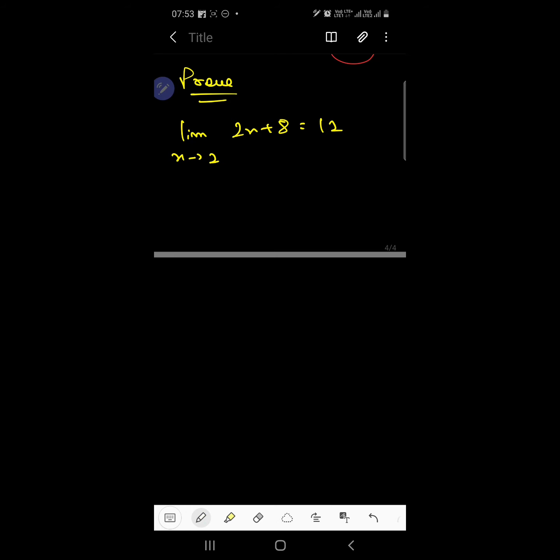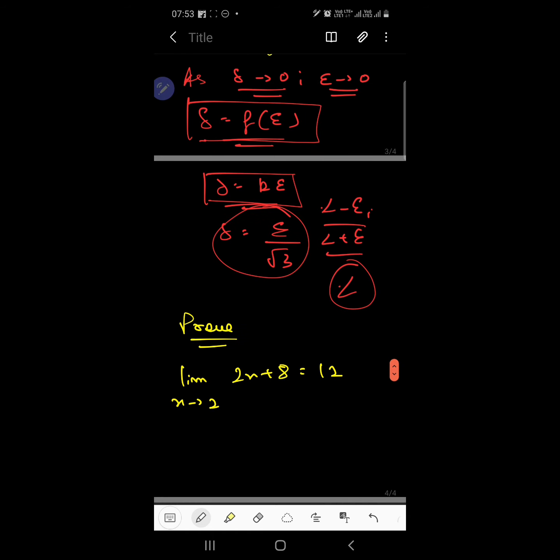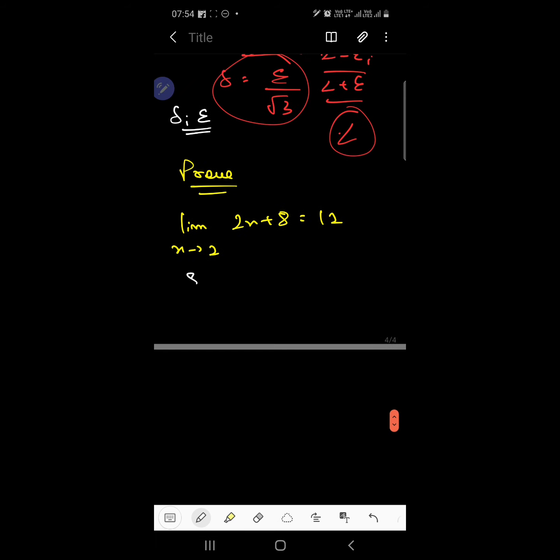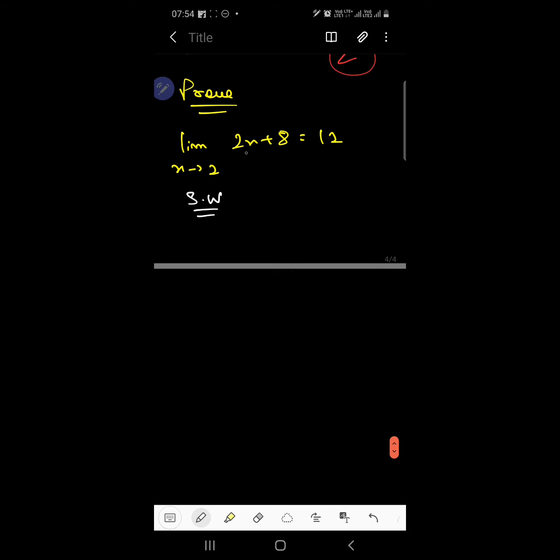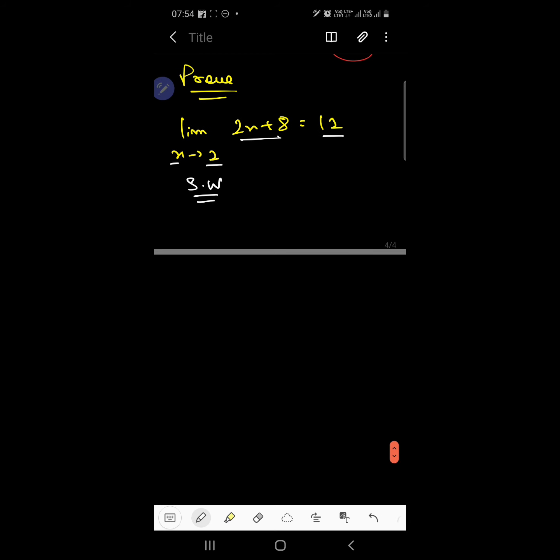Before going to the delta epsilon method, first we need to find the relation between delta and epsilon. For that we need some scratch work, that is rough work. Carefully notice, this is your f(x), this is your L, this is your c, this is your x. First we start from mod of f(x) minus L less than epsilon. From there we will find the relation between delta and epsilon.